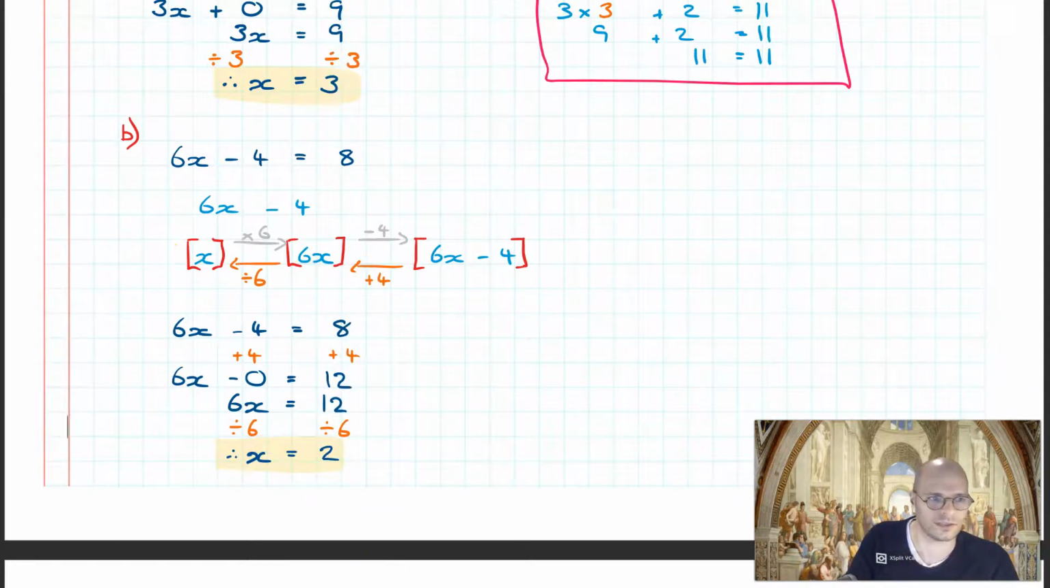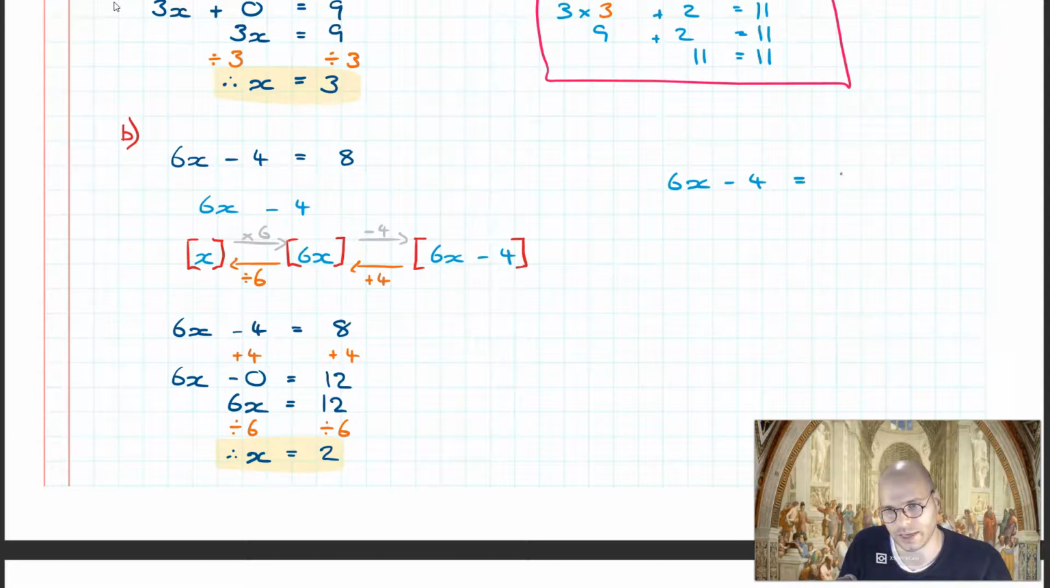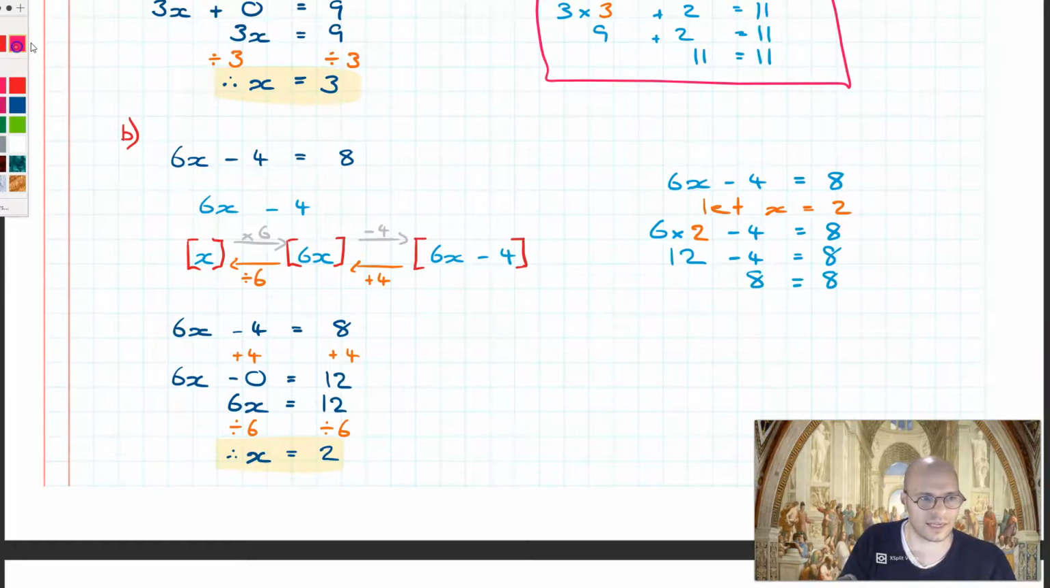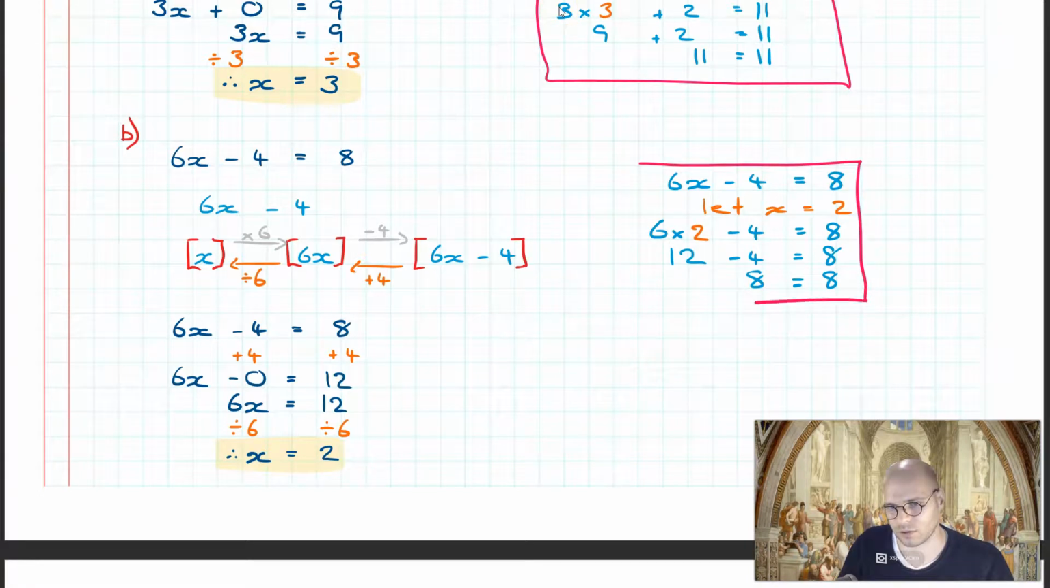Verifying that this is indeed correct, what I'm going to do is I can simply write out 6x minus 4 equals 8. I can communicate what I'm doing here, so I'll say let x equal 2. Then whenever I see x, I'm going to rewrite it as 2. Evaluating this, 8 on the right, and then we have 12 take 4 on the left. 12 take away 4 is 8, so therefore 8 is equal to 8, which therefore means that we've got the right value of x. We have verified.